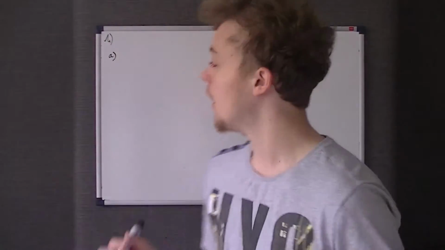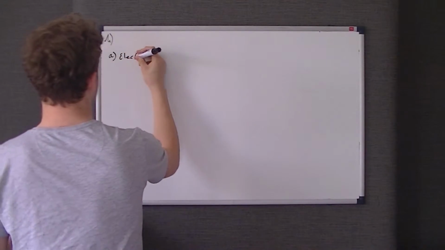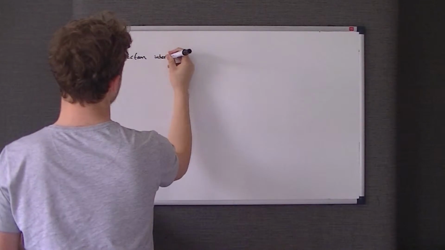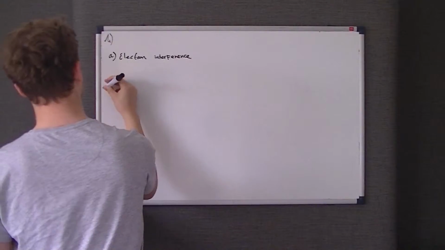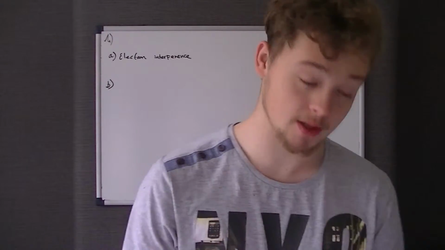So it's up to you. I'm just going to put electron interference because it makes more sense to me. Electron interference. Okay? Then these next two parts of question 4 are just simply using the de Broglie wavelength. I mean, I can't even say it, so whatever it is.